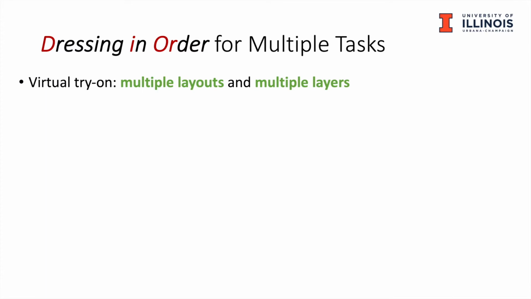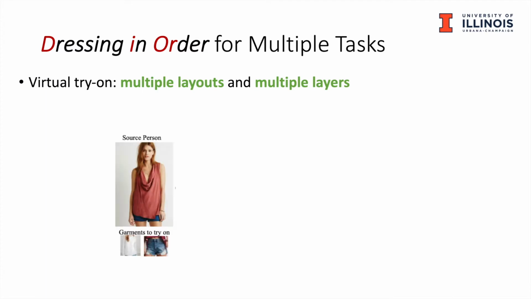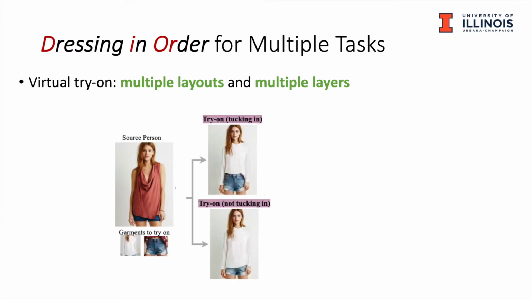Let's assume we have a source person and two garments to try on. Dressing in Order lets the user decide what order they want to put on the shirt and the pants. As a result, we will generate either a tucking-in result or a not-tucking-in result.